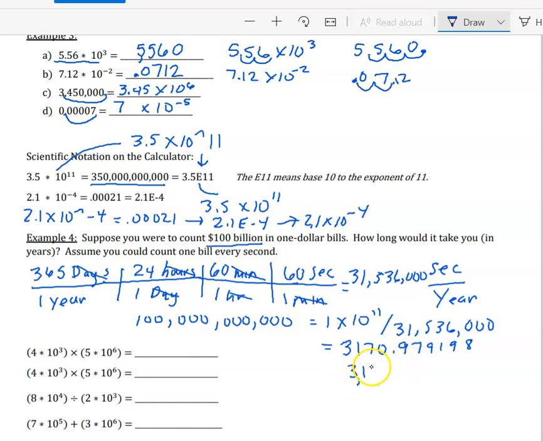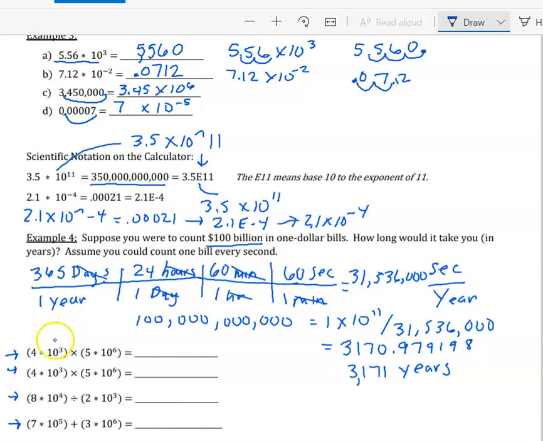So it would take us 3,171 years to count $100 billion if we're counting $1 bills, just counting 1 bill a second. That is crazy. Okay, so I want to point out to you that every single one of these problems will work out in your calculator if you just type them in just like that.